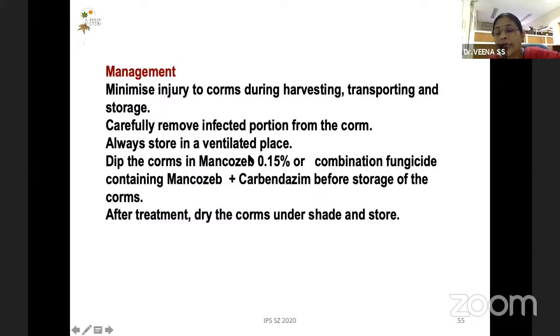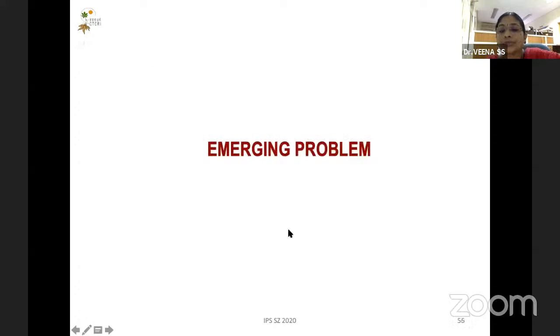For the organic growers, as I told earlier, they can mix with Trichoderma. They can dip the corms in cow dung slurry amended with Trichoderma. This has to be done immediately after harvest, otherwise you will be losing so much of your produce. After treatment, dry the corms under shade and store.